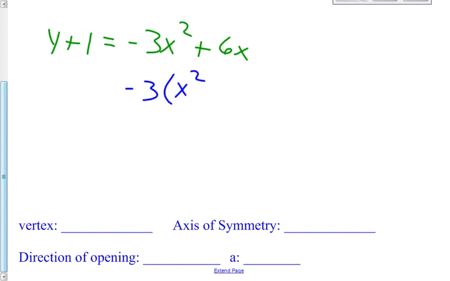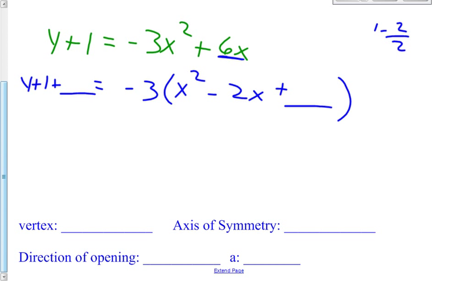If I take out a negative 3 from here, 6 divided by a negative 3 is a negative 2x. Now I'm going to have this blank because I'm ready to complete the square. That equals y plus 1 plus a blank. So what goes in that blank? It's b divided by 2 squared. A negative 2 divided by 2 is a negative 1. A negative 1 squared is a positive 1. So I added positive 1 on the right side.